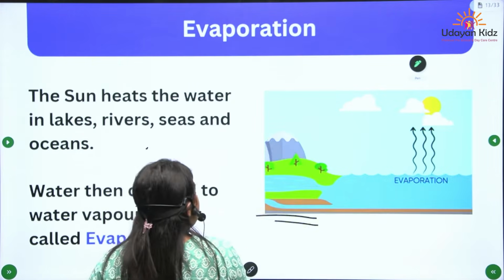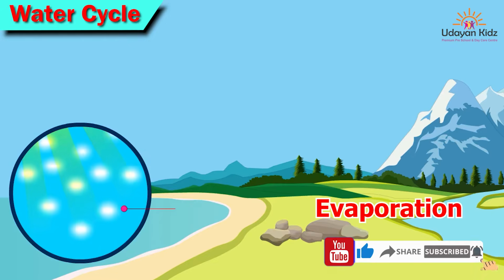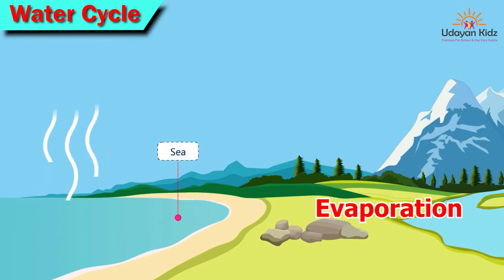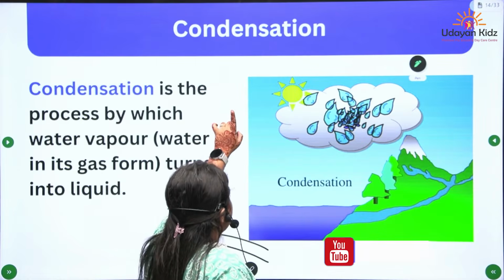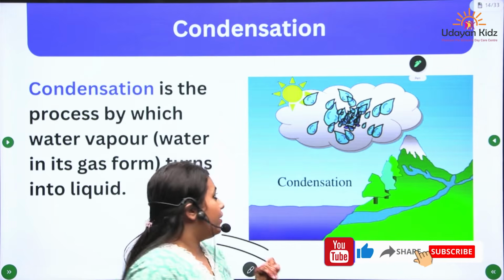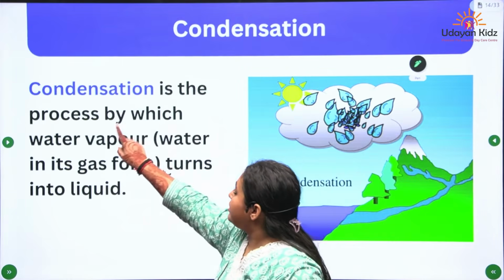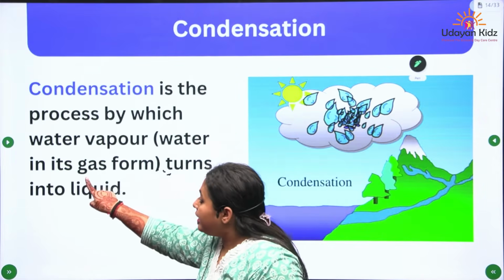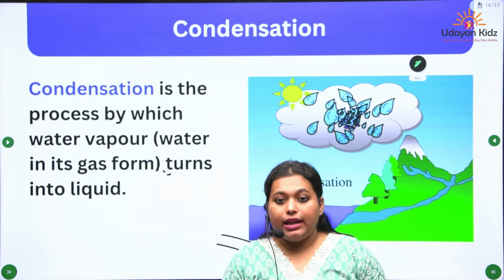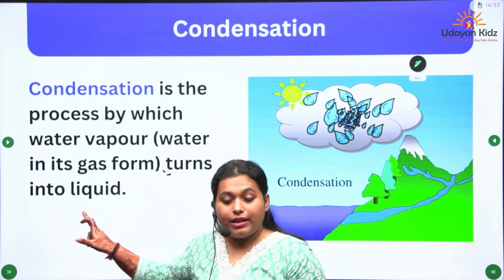Now, second stage is condensation. Condensation is the process by which water vapor, water in its gas form, turns into liquid.